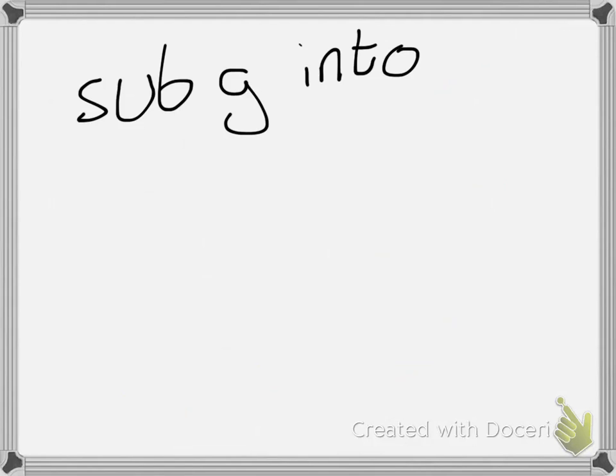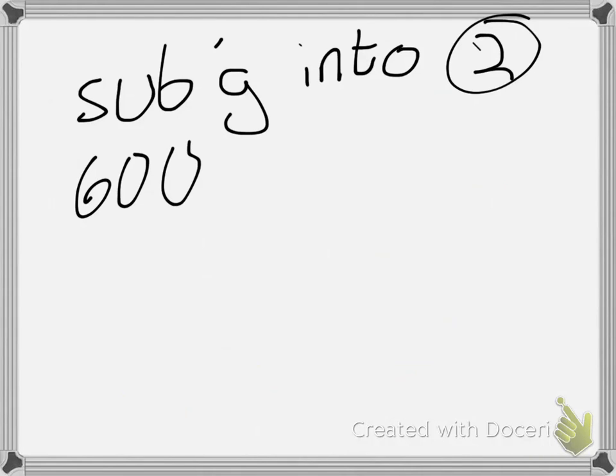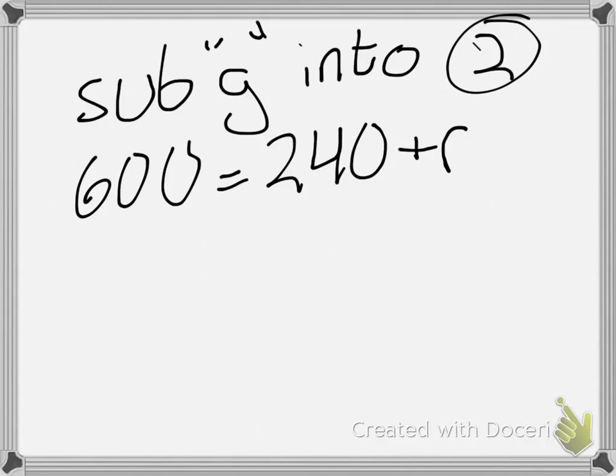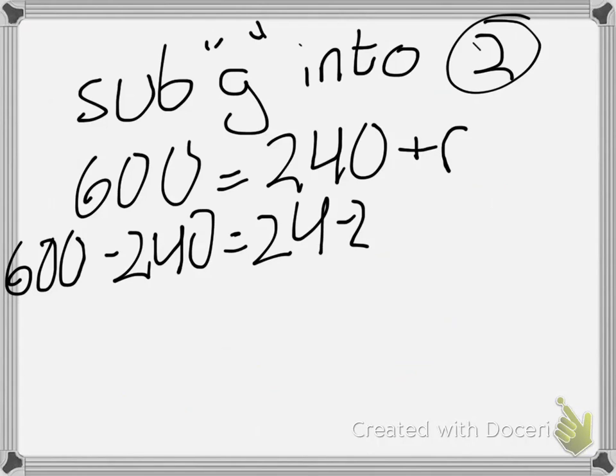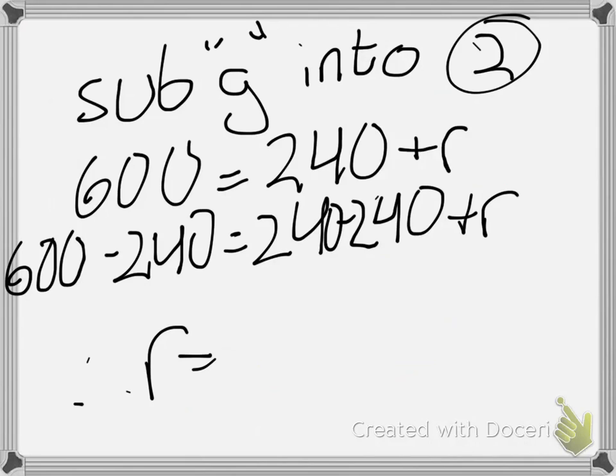After that, you sub G into the second formula, so number 2, about 600. 600 equals 240 plus R, because our original formula was 600 equals G plus R. Then you subtract 240 from both sides, and therefore R equals 360, because this cancels each other out.